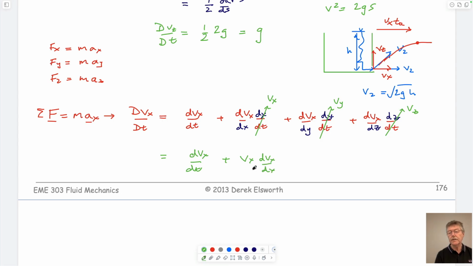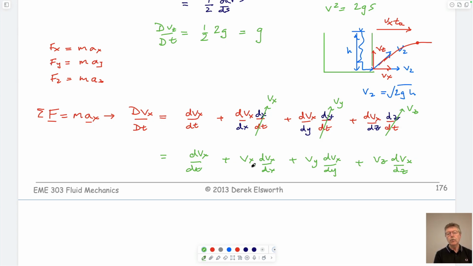This is called the convective acceleration in the x direction. The velocity in the y direction multiplied by dvx/dy. And the velocity in the z direction times dvx/dz. Sorry, I got that wrong first time, right? This is vz dvx/dz. And so it's a bit esoteric, we won't use it very much.